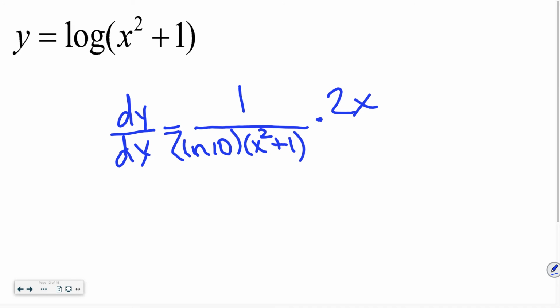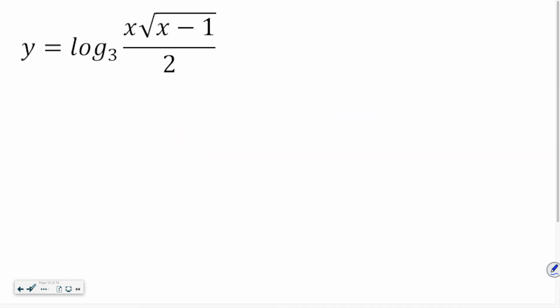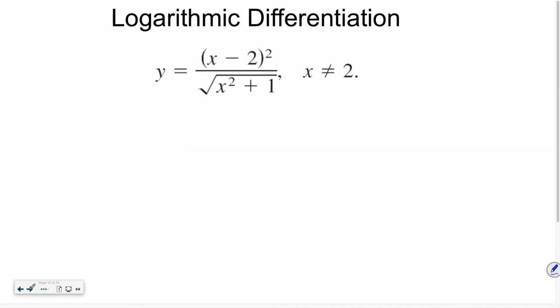All right. In our last 9 minutes of class, we're going to talk about something called logarithmic differentiation. Please write down this equation. Y equals... yuck is what you're thinking. And that's okay to think that.